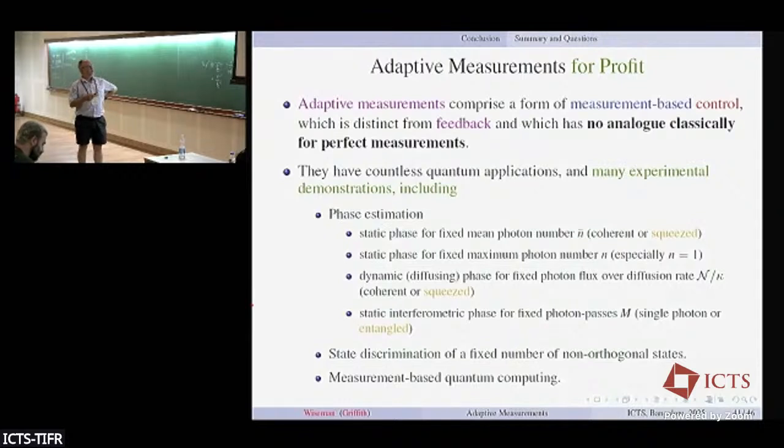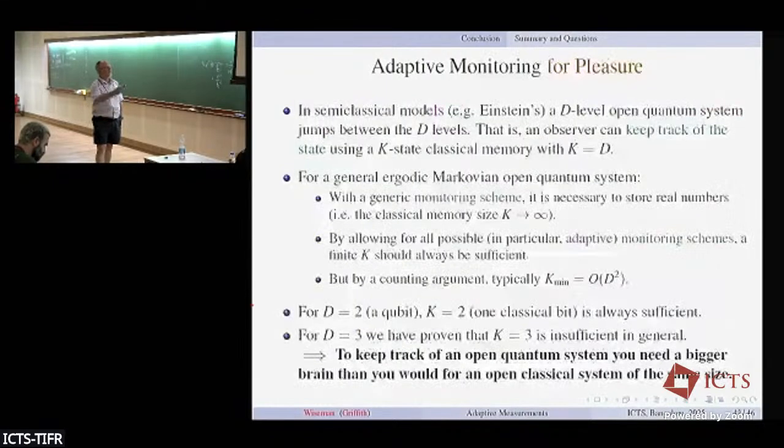A lot of the examples I talked about were in terms of phase estimation. There are all these different varieties of phase estimation: interferometric, coherent state, squeezed state, static phase, changing phase, any number of varieties, and a lot of experiments have been done. Other examples are state discrimination with a fixed number of identically prepared but non-orthogonal states, and measurement-based computing, and then adaptive measurements for pleasure, which I've talked about. You probably remember all this. I've said it enough times.